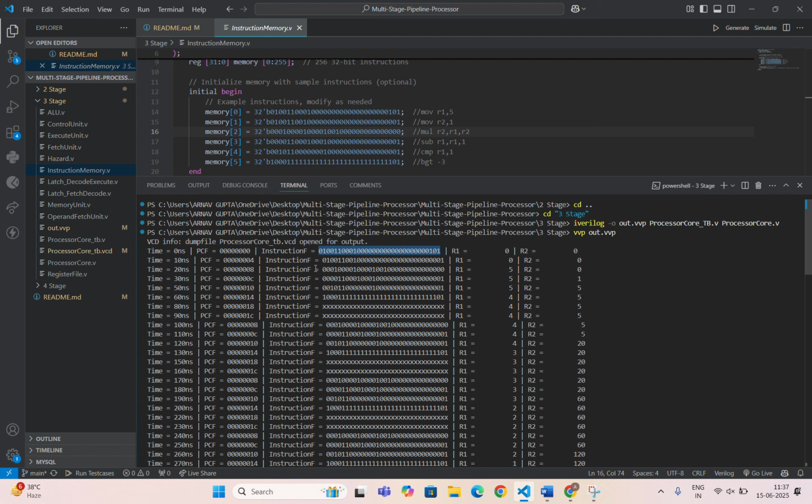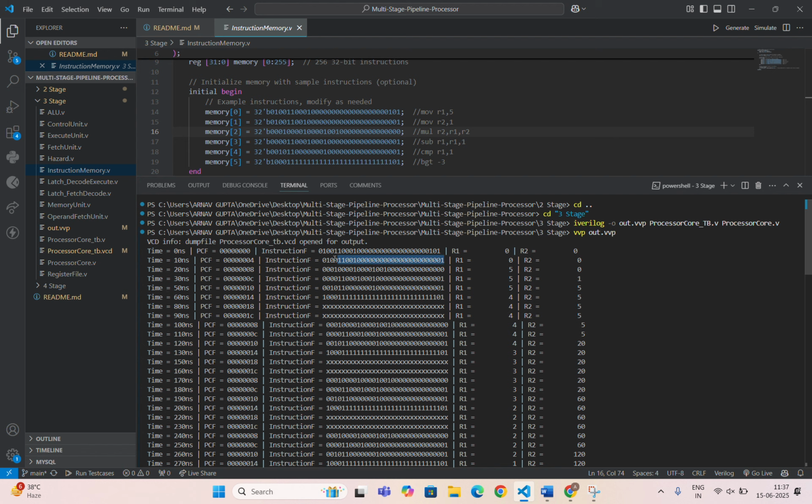At t equals 10 nanoseconds, the first instruction will go into the decode phase, so the register values would still be 0. Then at t equals 20 nanoseconds, that is at the third clock, the first instruction would go into the execute phase. So the first instruction is executed, R1 has the value 5, while the second instruction is in the decode phase.